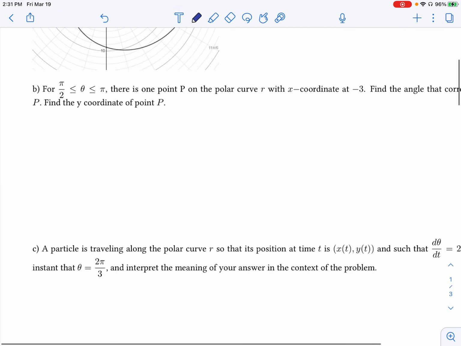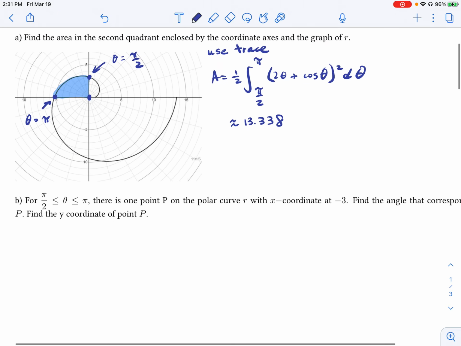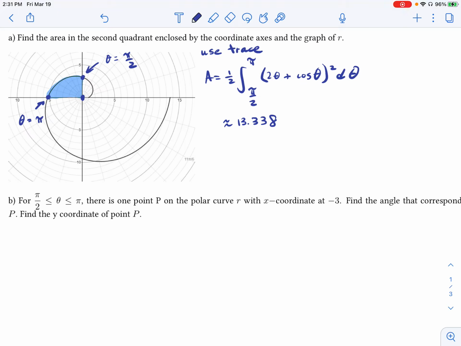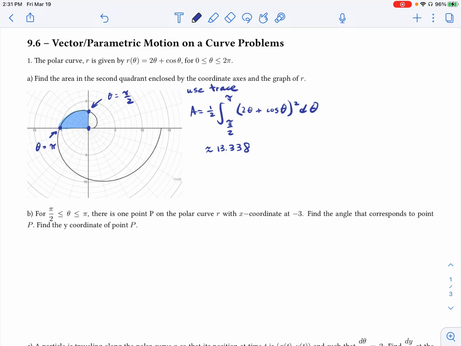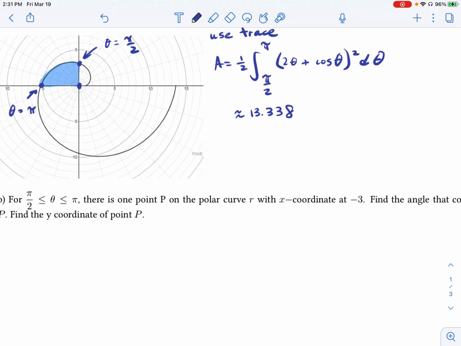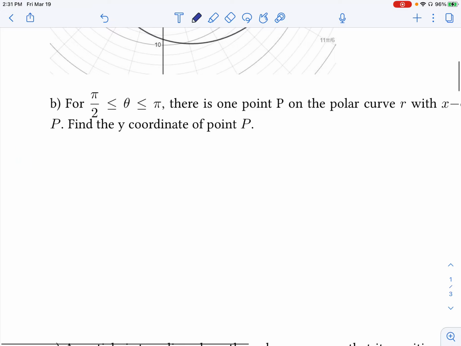For part B, in that same quadrant from pi over 2 to pi, there's some point P that exists on that polar curve where the x-coordinate is -3. I know we can roughly estimate where we think it is, but what we want to do is find the exact angle that corresponds to the point P, and then find the y-coordinate of that point P. So what do we know about point P? Let's work through this.